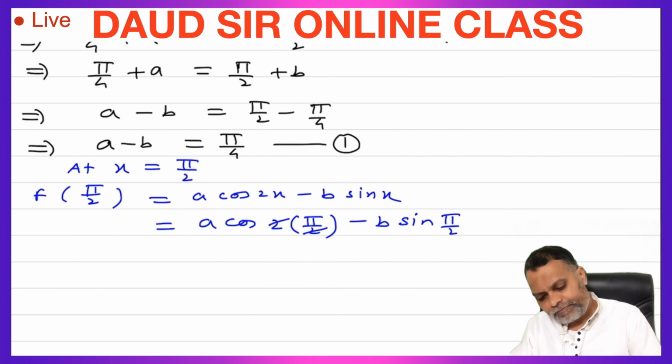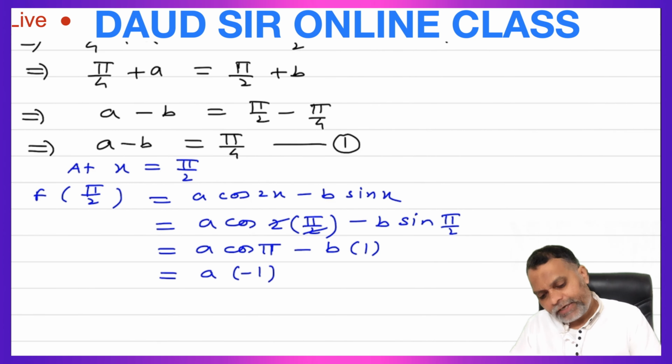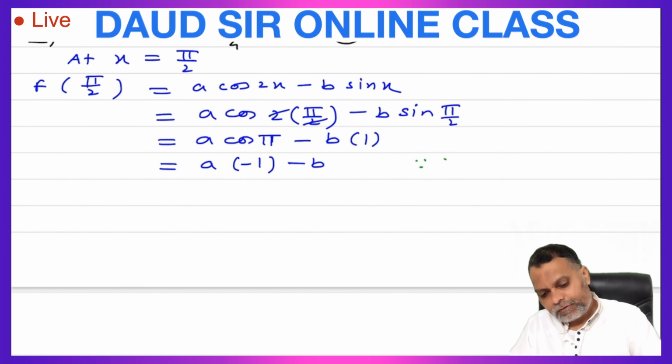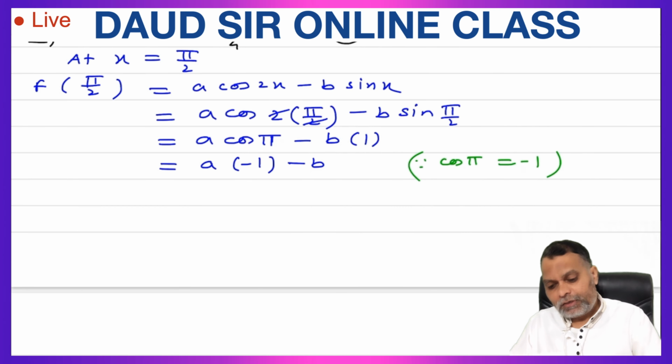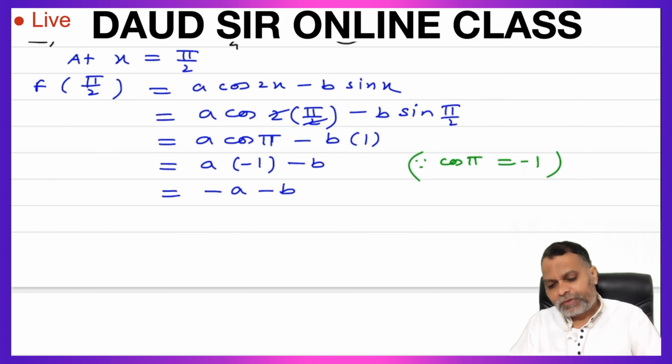This 2 cancelled, a cos pi minus b sin pi by 2 is equal to 1, which is equal to a cos 180 is equal to minus 1 and minus b, since cos pi is equal to minus 1. Which is equal to minus a minus b.